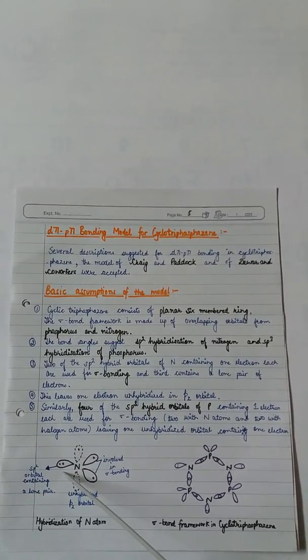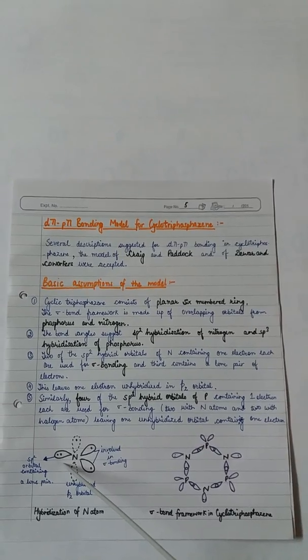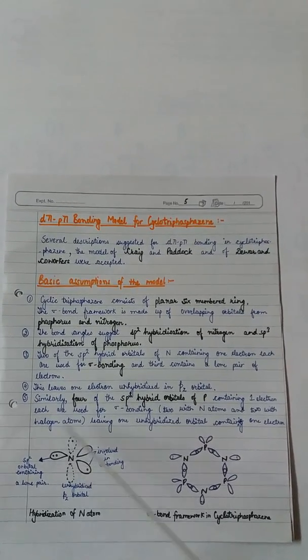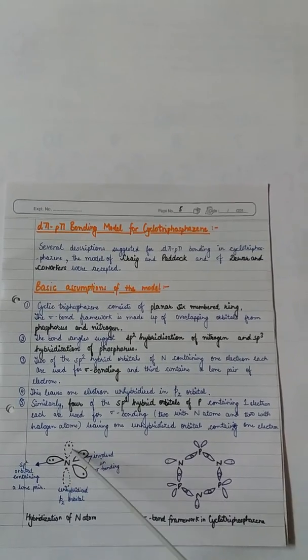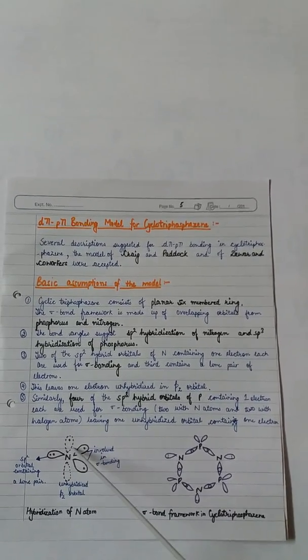So this is an sp2 hybridized orbital containing a lone pair of electrons. Now this leaves one electron unhybridized. So this is one unhybridized electron in the pz orbital.